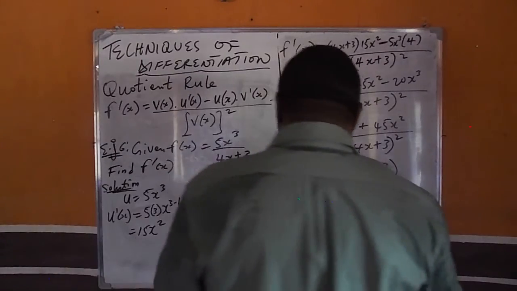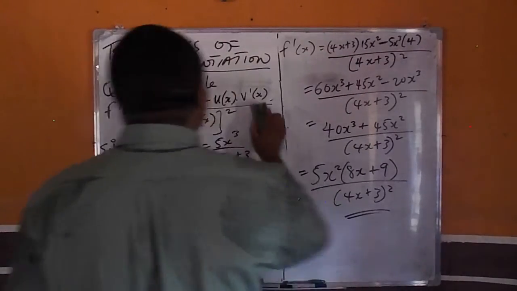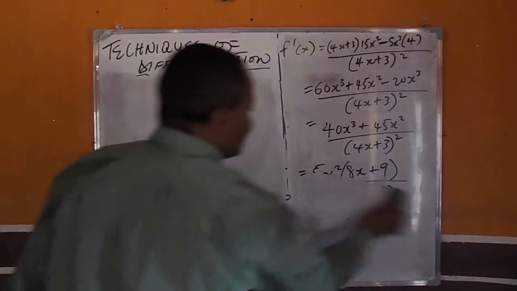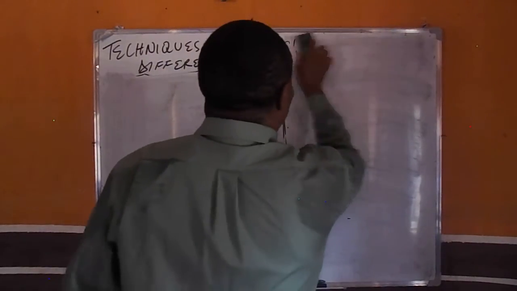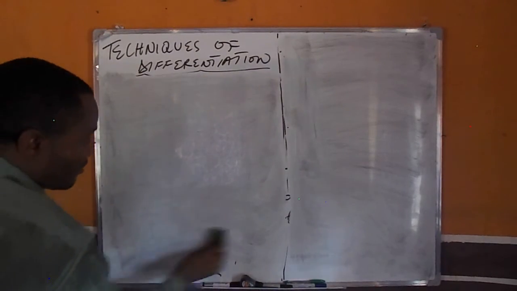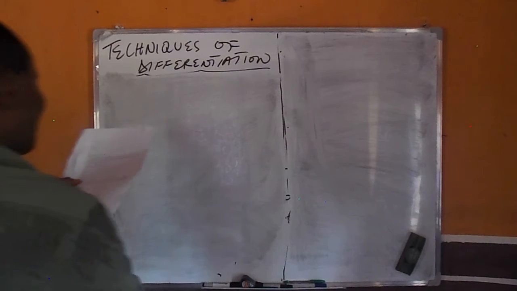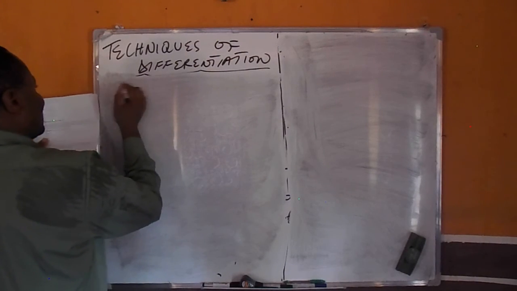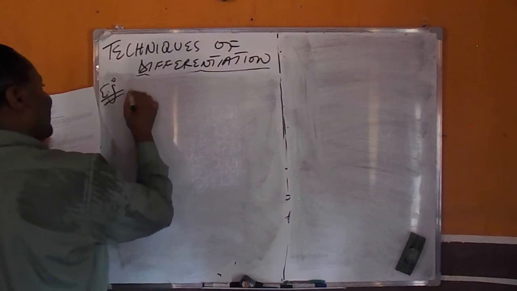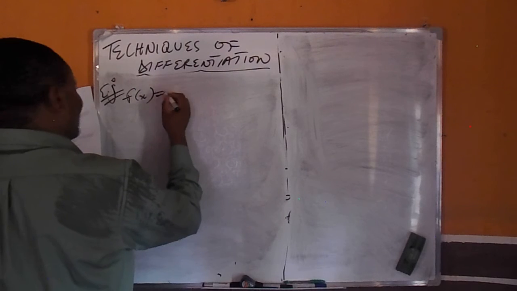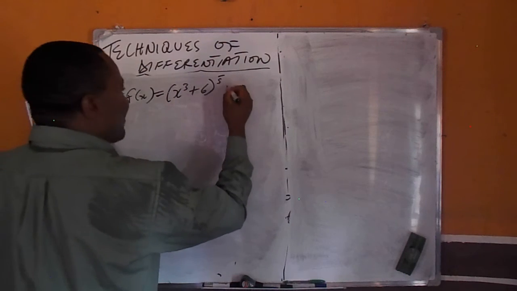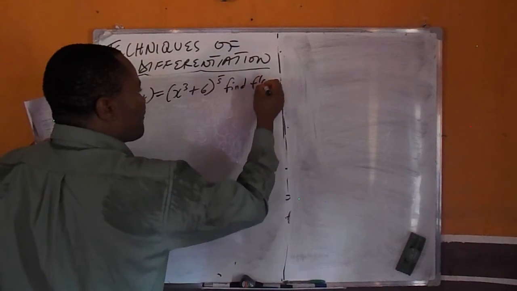Another thing we have to take a look at is what we call generalized power function rule. In generalized power function rule, how do we solve questions on it? For instance, if you are given something like f of x equals to bracket x cubed plus 6 bracket raised to power 5, find f prime x.